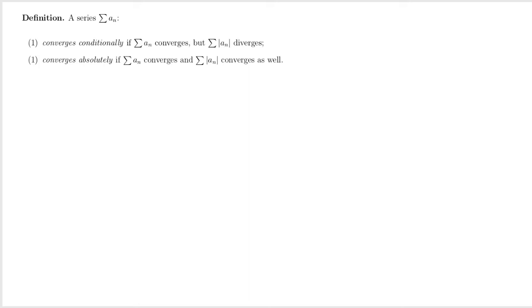On the other hand, a series converges absolutely if the series converges and the sum of the absolute value of the terms of the series also converges, meaning turn all the terms positive and it still converges. For example, the alternating harmonic series converges conditionally. It converges, but if you looked at the series of the absolute value of the terms, that would be the harmonic series, which we know diverges.